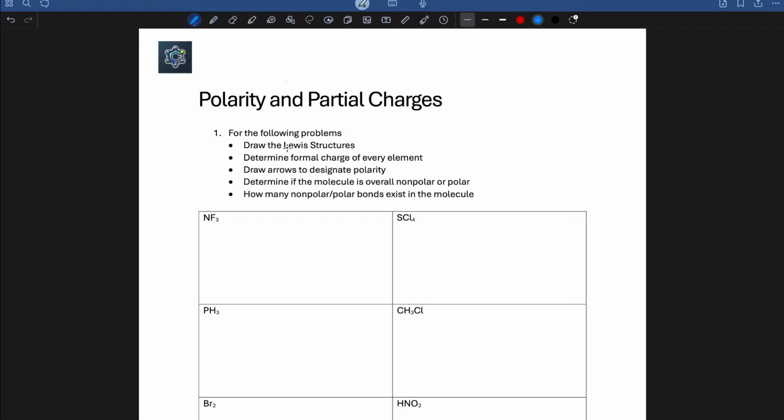This is the polarity and partial charges explainer video where I'm going to be going through the worksheet available in the description below. If you haven't watched the topic video for polarity and partial charges, that is also in the description below. Make sure to go check that out. We're just going to go through every problem as I would do them, and I'm going to explain how I'm doing them along the way.